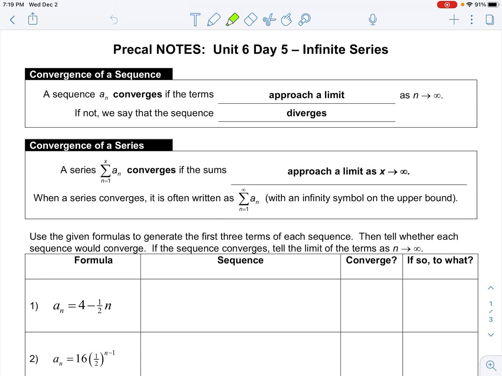Today's lesson is on infinite series. Just as a reminder, your test over Unit 6 will be next week on Wednesday. So the test is next week on Wednesday.